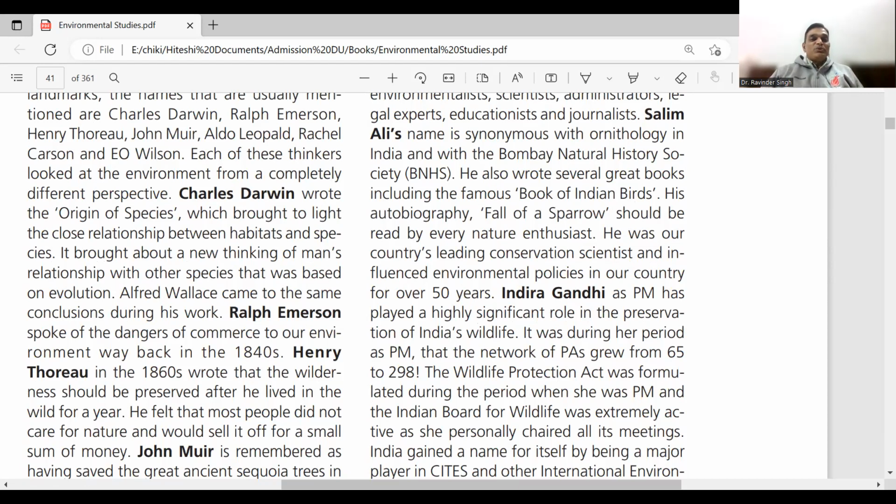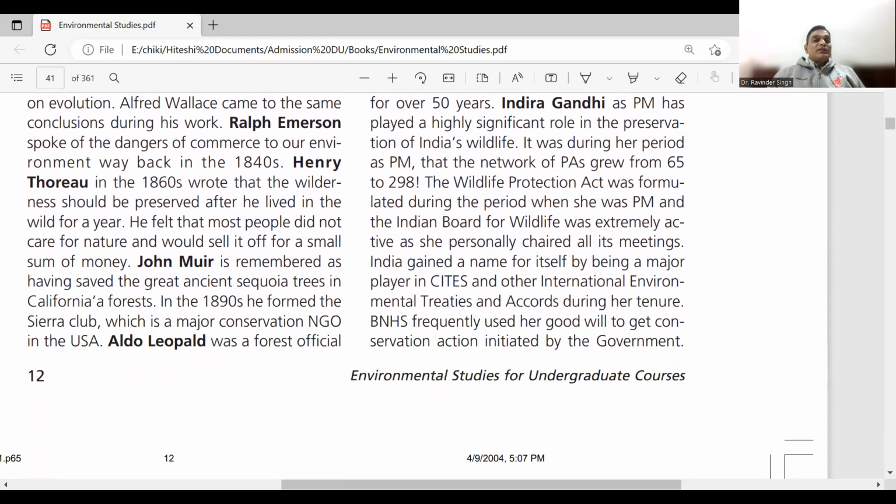It brought about a new thinking of man's relationship with other species that were based on evolution. Alfred Wallace came to the same conclusion during his work. Ralph Emerson spoke of the dangers of commerce to our environment way back in the 1840s. Henry Thoreau in 1860 wrote that the wilderness should be preserved after he lived in the wild for a year.